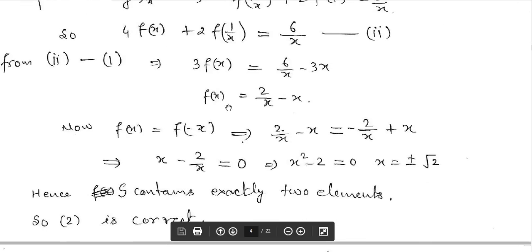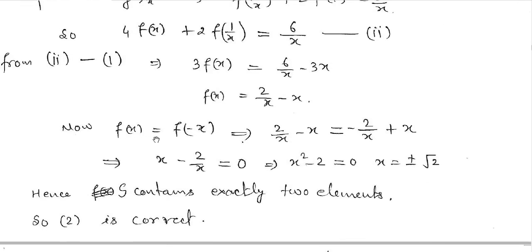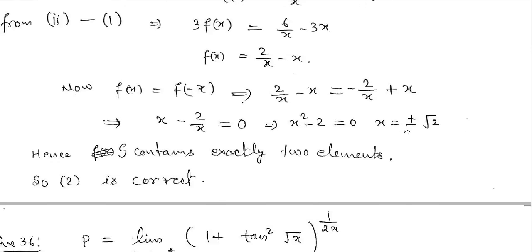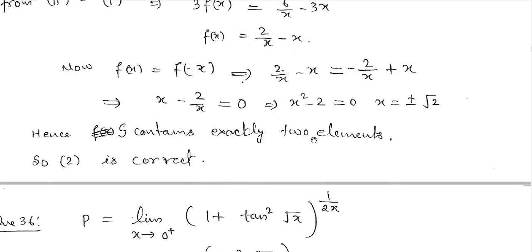hence f of x equal to this. Now it is given that f of x equal to f of minus x, so after doing this we are getting x equal to plus minus root 2. So the set contains exactly 2 elements, hence option 2 is correct.